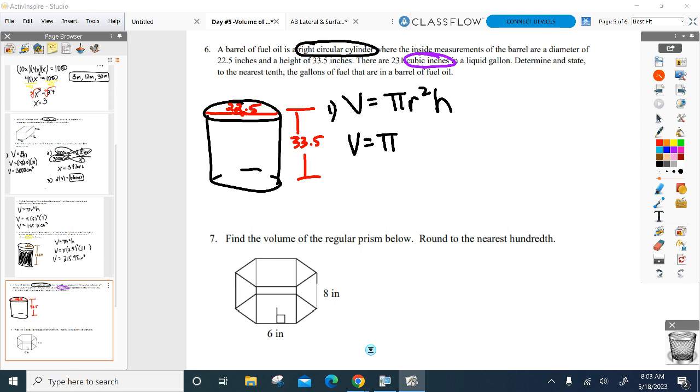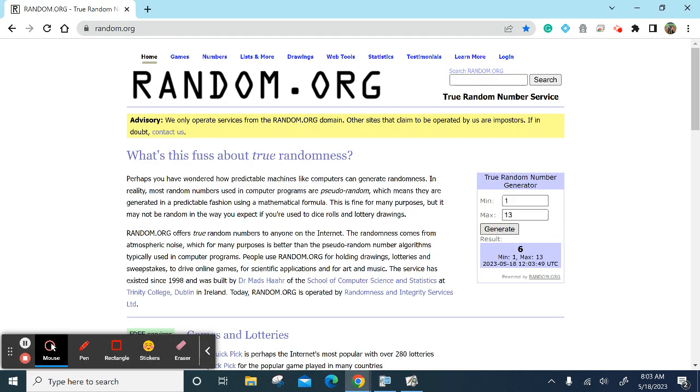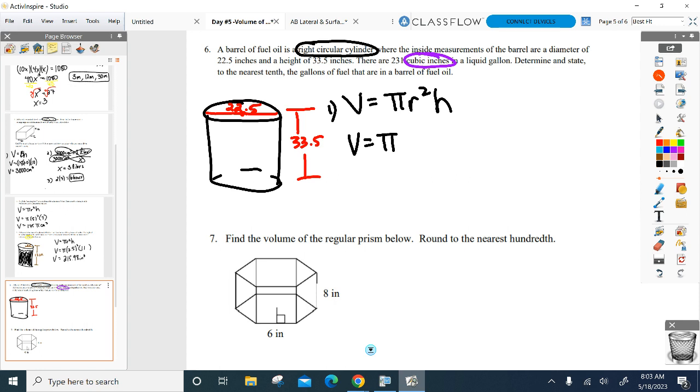Pi, how about the radius here? Got to do a quick calculation. Radius, what does he get? 11.25. Yep. Squared, times height of 33.5.